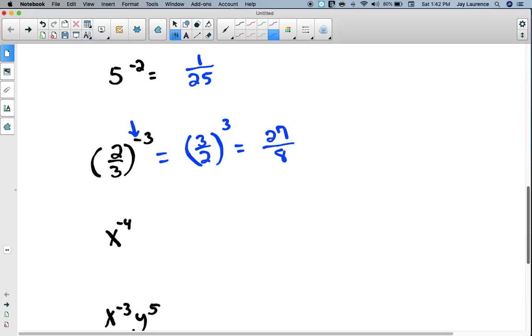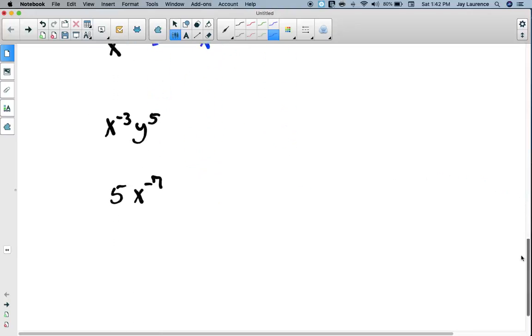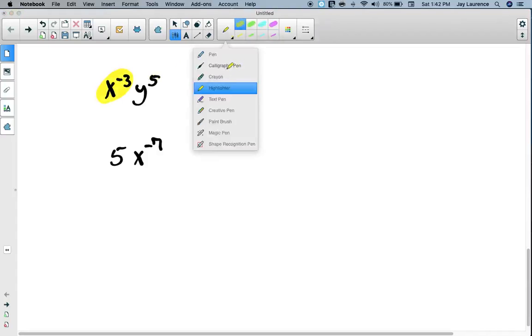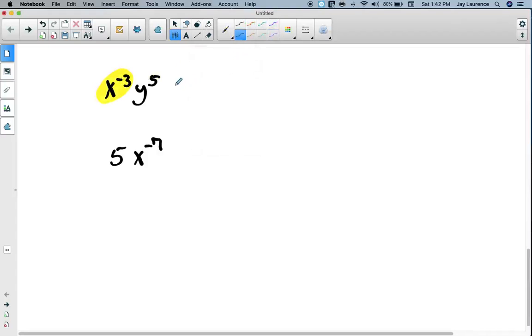All right, x to the negative 4th is going to be 1 over x to the 4th. Okay, so x to the negative 3rd, y to the 5th. Well, only the x term has a negative exponent. Only the x term. So that's the only thing I'm going to use the reciprocal of. So when I do this, I'm going to have a fraction. The x to the third is going to end up in the denominator. The y to the fifth isn't going anywhere. It's staying put in the numerator.